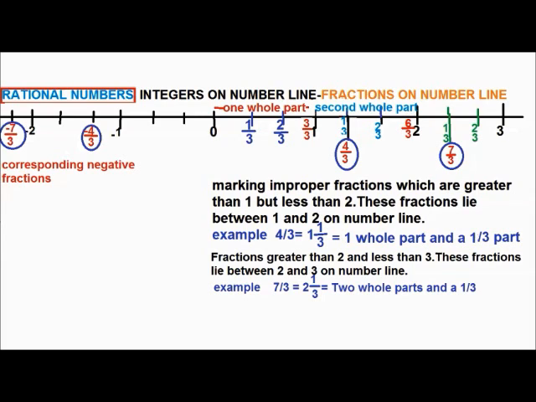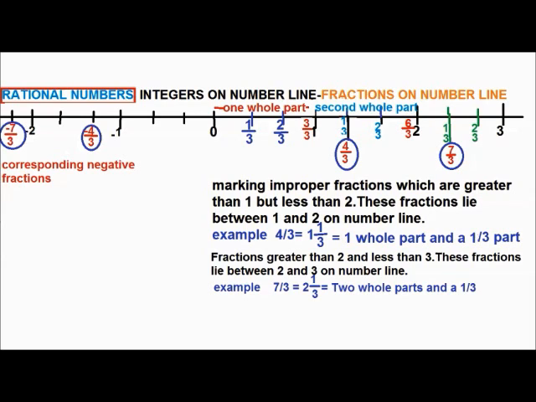The denominator is 3, so that means every whole part, that is 0 to 1, 1 to 2, 2 to 3, is divided into 3 equal parts. And now we are taking 4 parts out of that, that is 1 by 3, 2 by 3, 3 by 3, 4 by 3. So 4 by 3 lies between 1 and 2. So improper fractions which are less than 2 and greater than 1 lie between 1 and 2 on the number line.